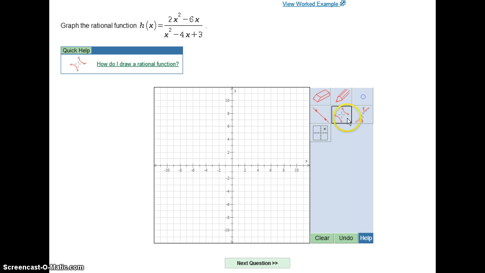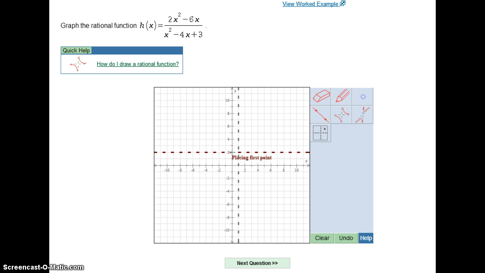From my graphing calculator, I see that this button is the correct picture, so I click on that button and move to my screen. It asks me to first place the vertical asymptote, which is at positive 1. Next, it asks me to place the horizontal asymptote, and based on the degrees being the same, I know that is at the ratio of the leading coefficients, which is 2.